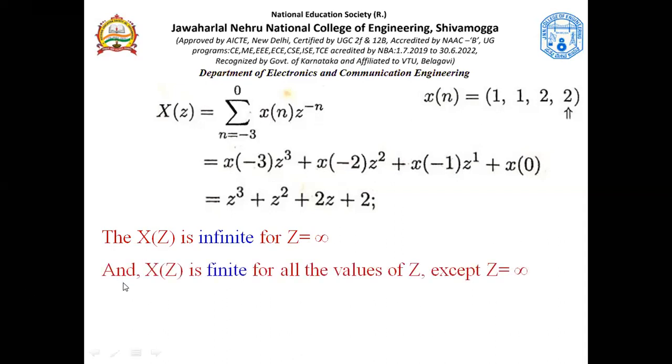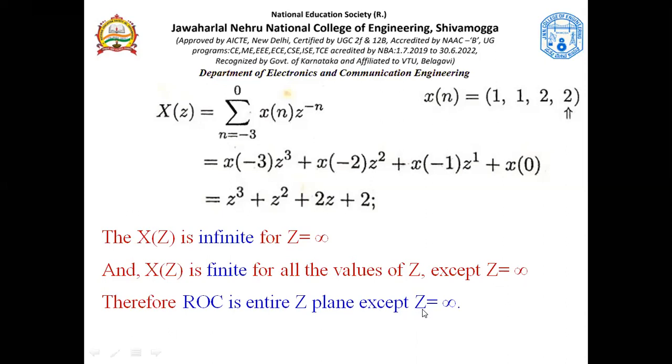Okay, so this means that X(z) is finite for all values of z except z equal to infinity. Why except z equal to infinity? Because at z equal to infinity, X(z) is infinity. So leave that. Leaving that, all other values of z would form the ROC. Therefore, the ROC is the entire z plane except z equal to infinity.